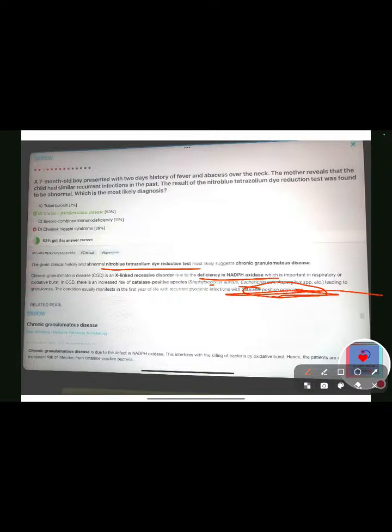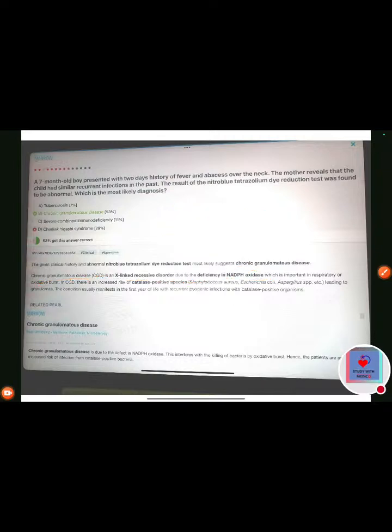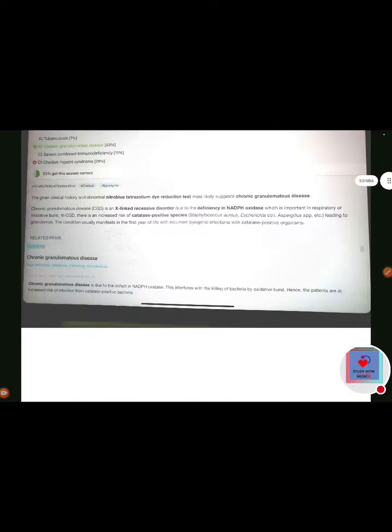So CGD, chronic granulomatous disease, is an X-linked recessive disorder due to deficiency of NADPH oxidase. This question is also a potential USMLE or MRCP question, so you must remember this. NADPH oxidase is important for the respiratory oxidative burst, and in CGD there is an increased risk of catalase-positive species like Staph aureus, E. coli, and Aspergillus species, leading to granulomas. The condition usually manifests in the first few years of life.